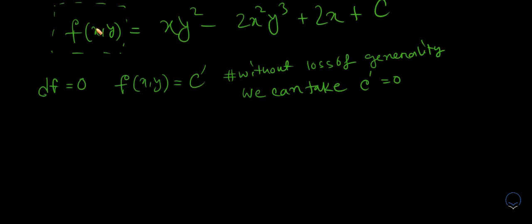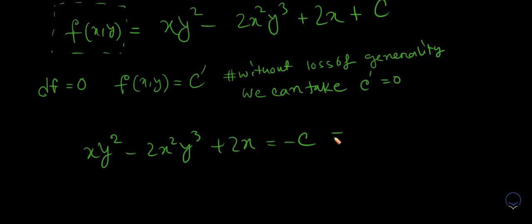So if you put f of xy equal to 0, this will mean xy squared minus 2x squared y cubed plus 2x is equal to minus c, and you can just put this minus c as a c1 thing. So this is your solution, and from here you can obviously solve for y and get the explicit form, but this is the implicit form of the solution.